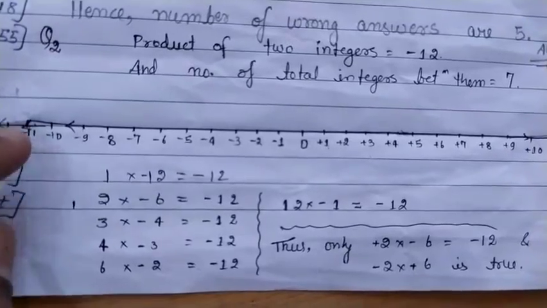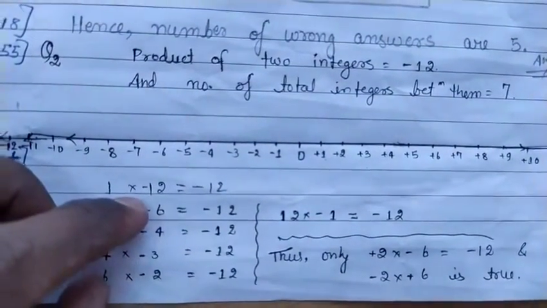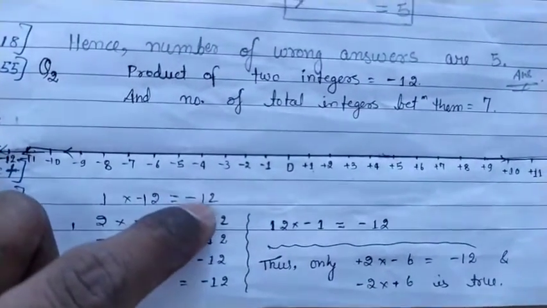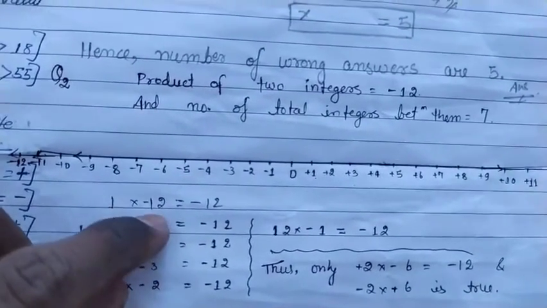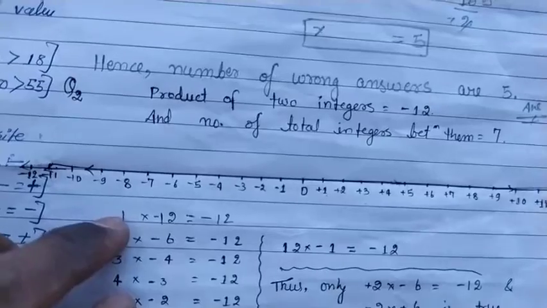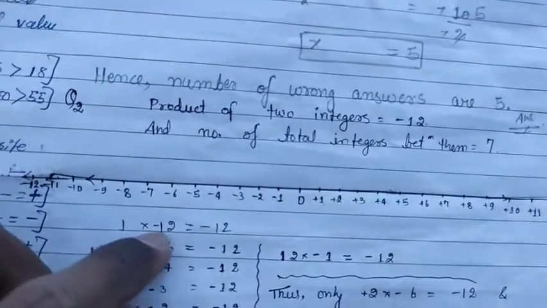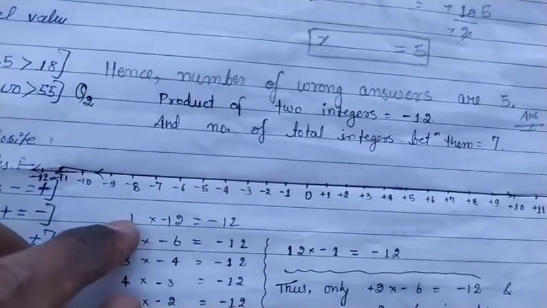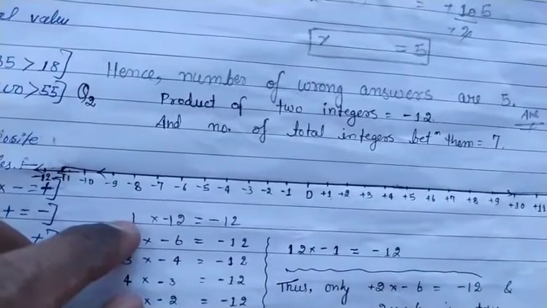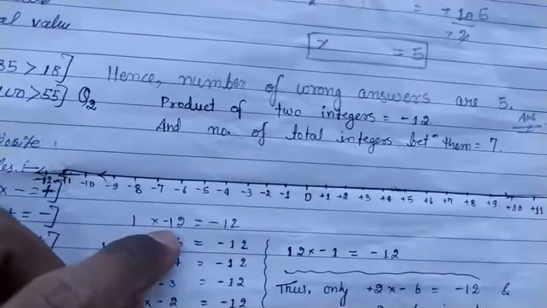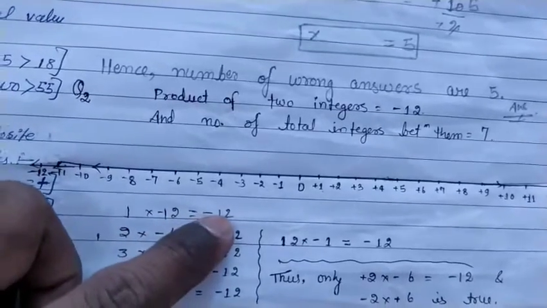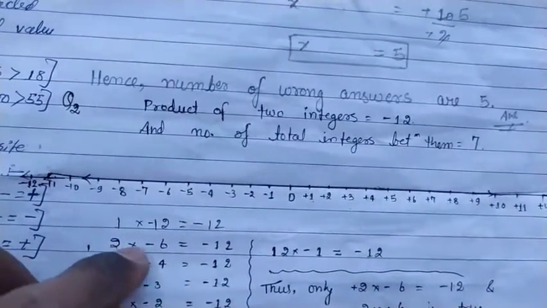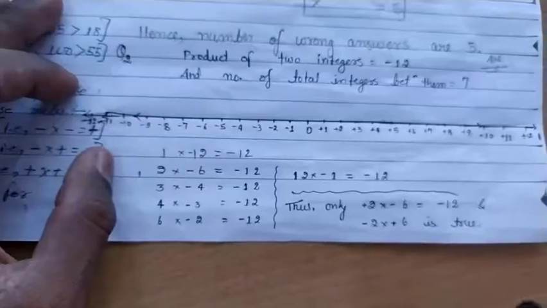Now we have to think of two integers whose product is always minus 12. So maybe one integer will be plus and the second will be minus. Here we have taken 1 and minus 12. So 1 is positive, as the plus sign is always hidden, and 12 is minus, so plus times minus gives minus. So 1 into 12 is 12. Second, we can take 2 into 6, 12.